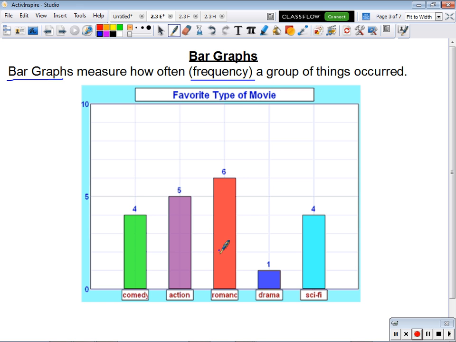So you can see here they have a bar graph that lists people's favorite movie type, and they have it based on categories. So there's comedy, there's action, romance, drama, and sci-fi. And so 4 people said that comedy was their favorite, 5 people said that action was their favorite, 6 said romance was their favorite, 1 said drama, 4 said sci-fi. So the height of the bars basically measures the frequency. So the bigger the frequency for each of the categories, the higher the bar is going to go. That's one of the types of graphs we're going to look at today.